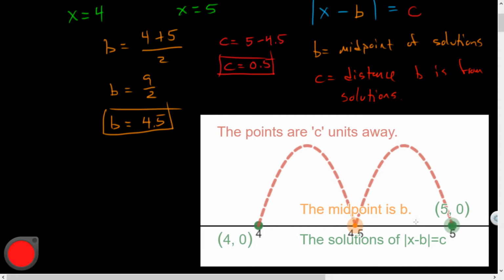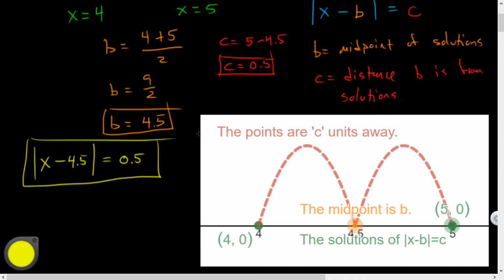So what I have for my solutions, notice I do in fact get the same solutions at 4 and 5. The midpoint is at 4.5, and the distance I traveled was 0.5 units. So the equation will be of the form absolute value of x minus b equals c. The absolute value of x minus 4.5, because it's the opposite of this number, is equal to 0.5. So this equation would represent this situation. It models it correctly. The average time is that, and the distance from the average time at most was 0.5.